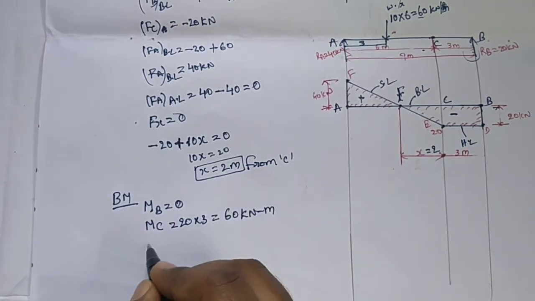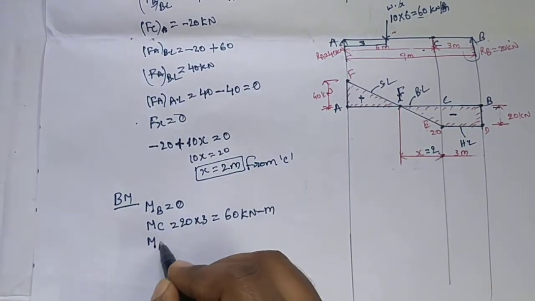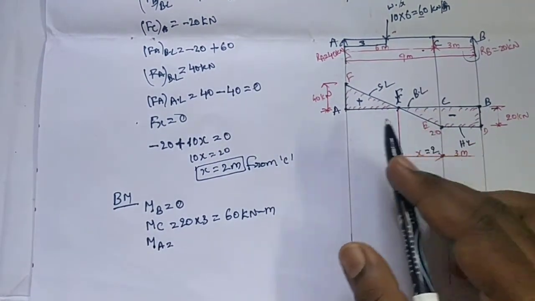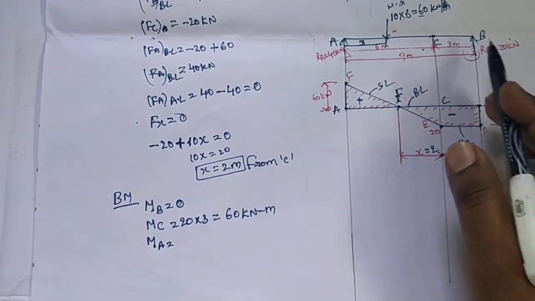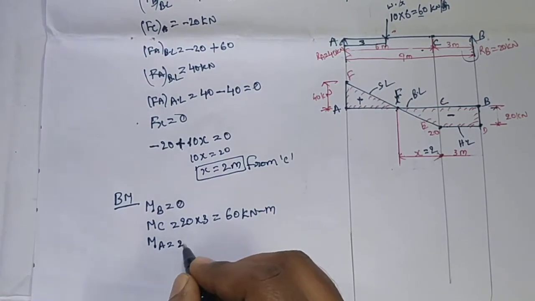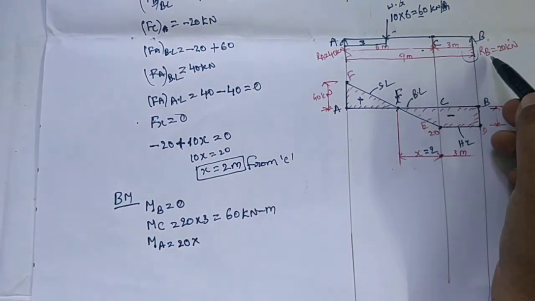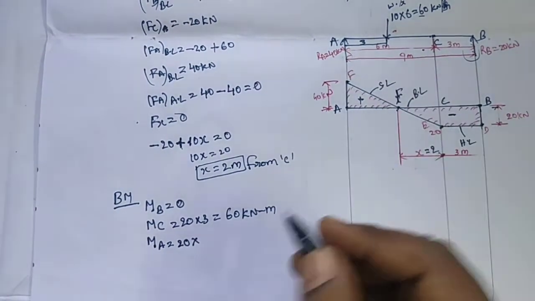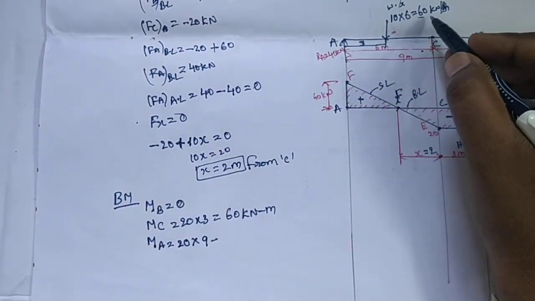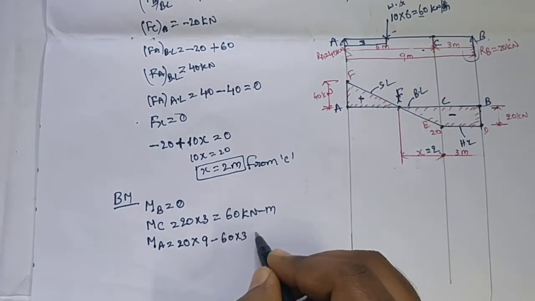Okay, next, similarly, bending moment at point A. Bending moment at point A, we need to consider the right side of loads. Right side of A acting one reaction force and one UDL load, so that reaction force is acting anti-clockwise, so that it can be taken as positive. 20 into distance from reaction force to the point A is 9, minus, here the UDL load, the value is 60, is acting 3 meters from point A, so that minus of 60 into 3, that equals to 0.